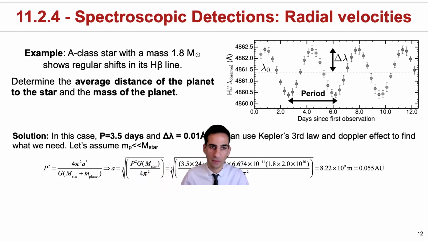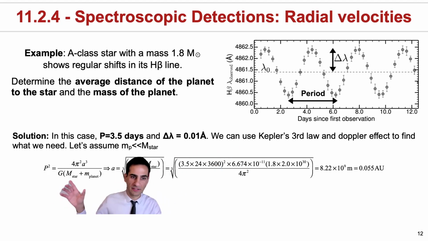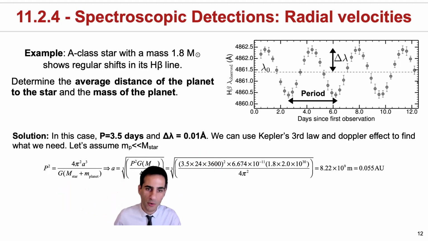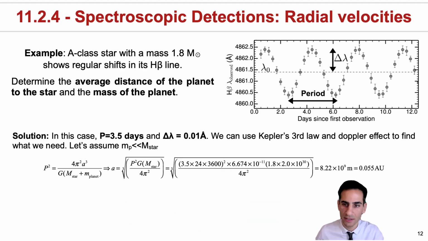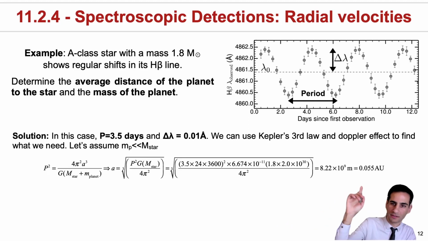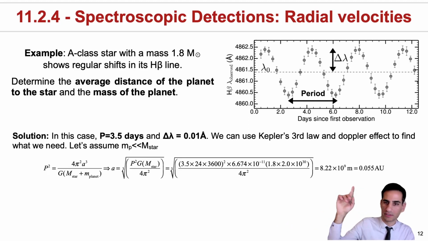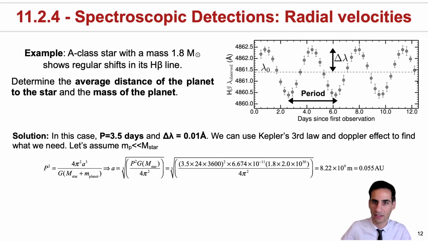Now, by using Kepler's third law, and remember this is written in the general form, we can actually find that the average separation between the planet and the star is actually 0.055 AU. You can calculate it first in meters, and then you can transform it in AU. And remember that you don't need to memorize any of the constants. You can just look them up in worksheets or in the lecture notes.